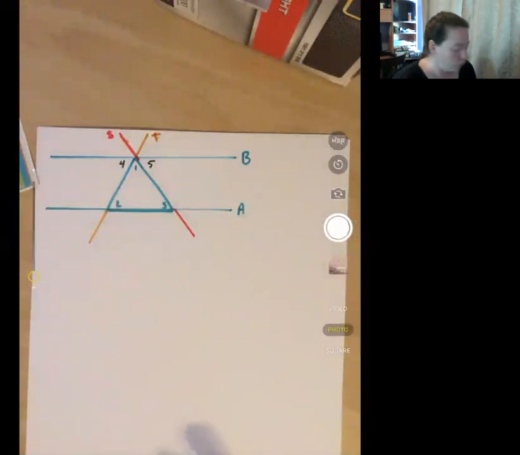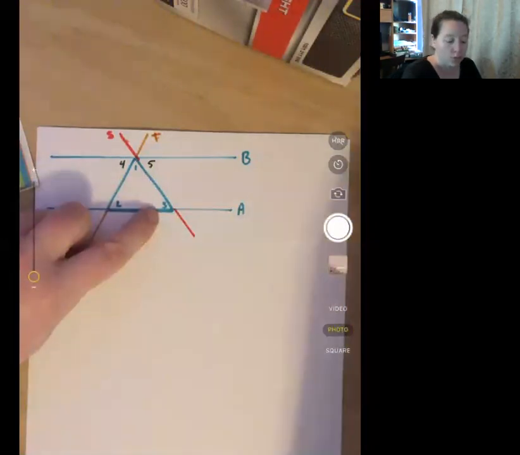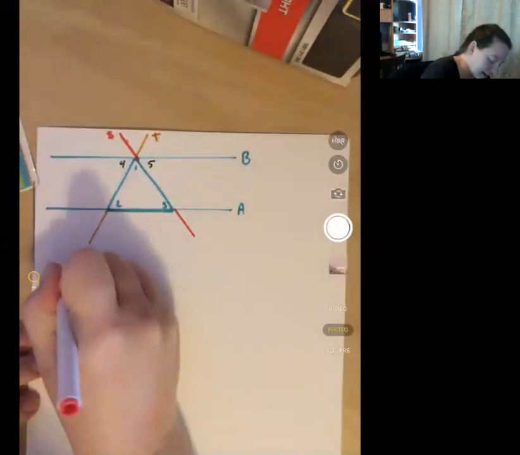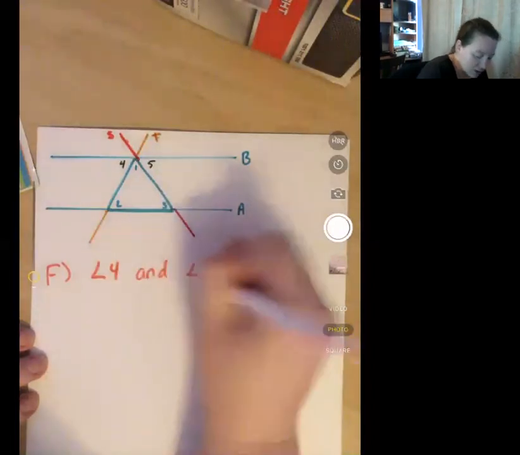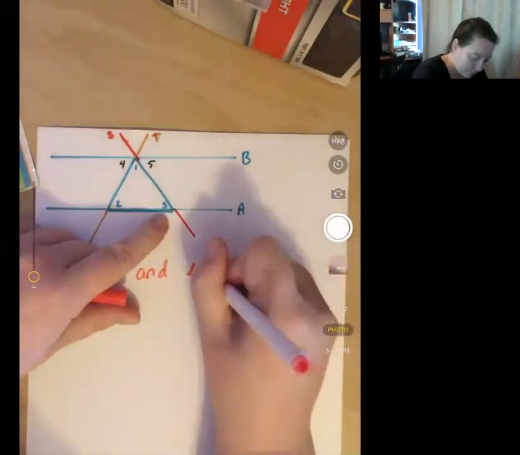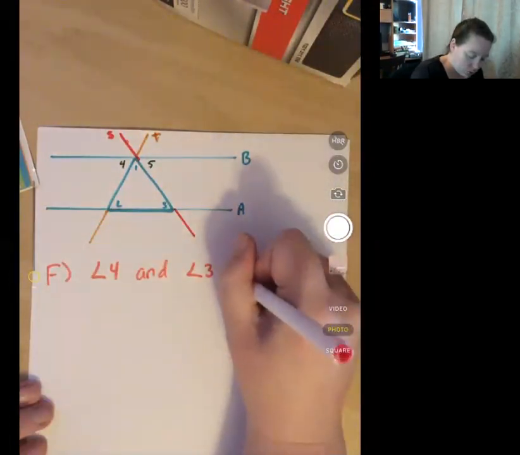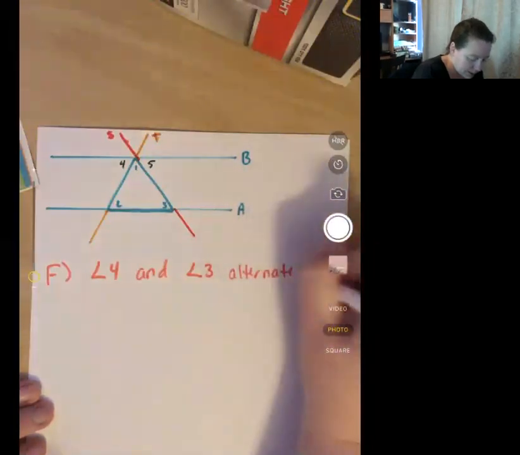So angle 4, I'm comparing angle 4 to angle 3. So I am actually at F right now. Angle 4 and angle 3 are alternate interior angles. Okay, so alternate interior.